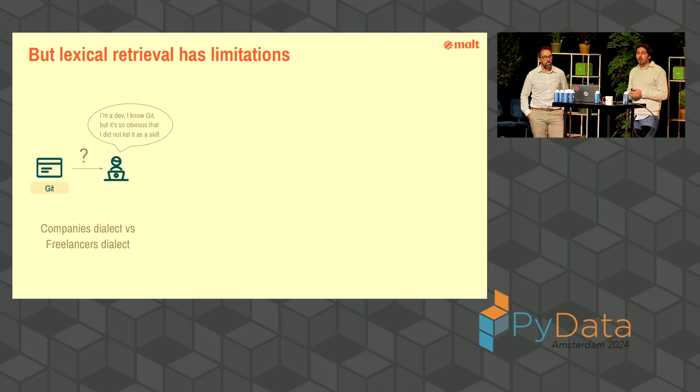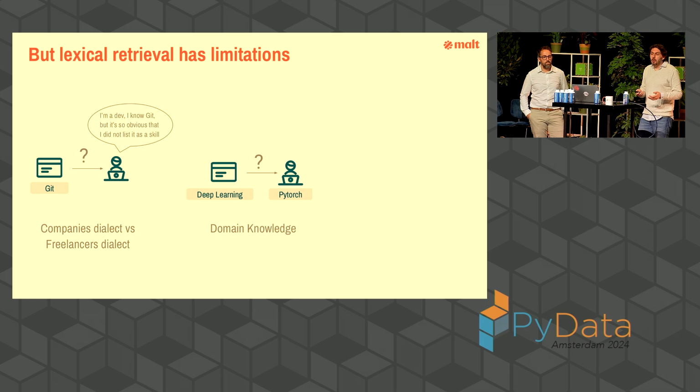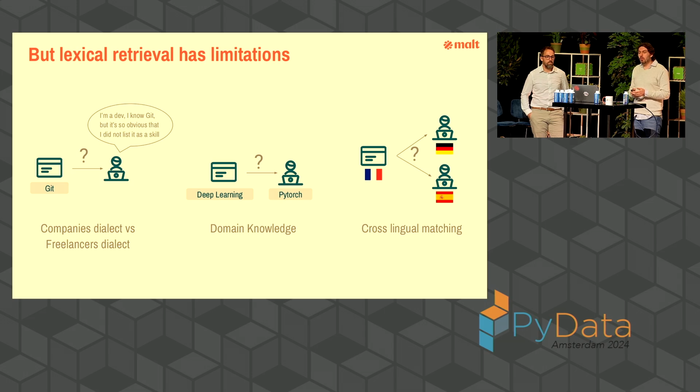So for example, a company may deem it important to mention Git as a skill, whereas for a developer it's actually obvious and they don't even mention it on their profile. Another example is maybe a company is looking for someone that can do deep learning, but a freelancer may rather choose to define what kind of technologies or frameworks they are using. And lastly, what we would also like to do is to be able to match freelancers and companies, even though they are not using the same language in their profiles and their briefs.